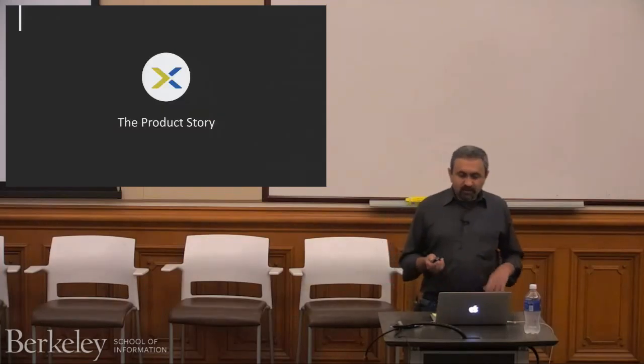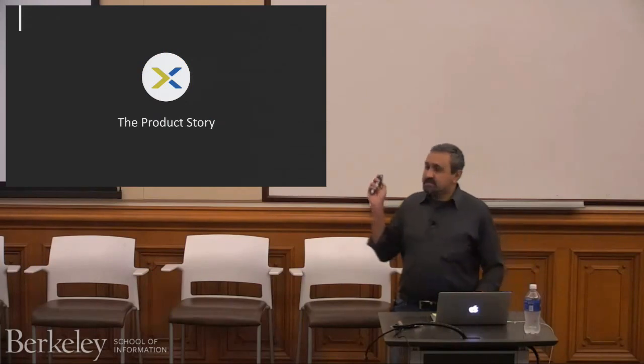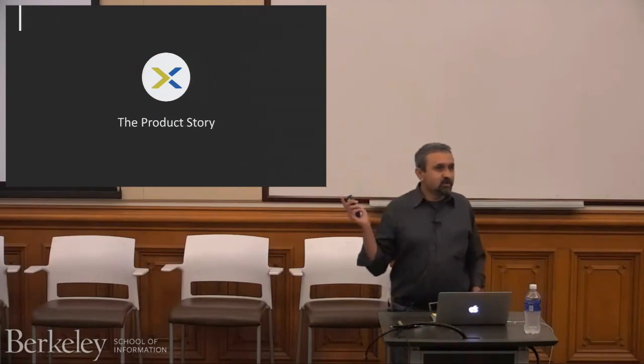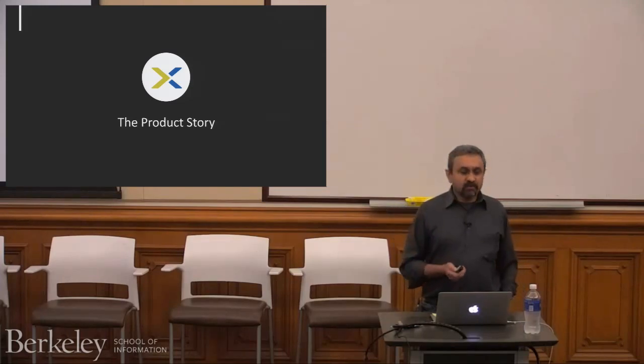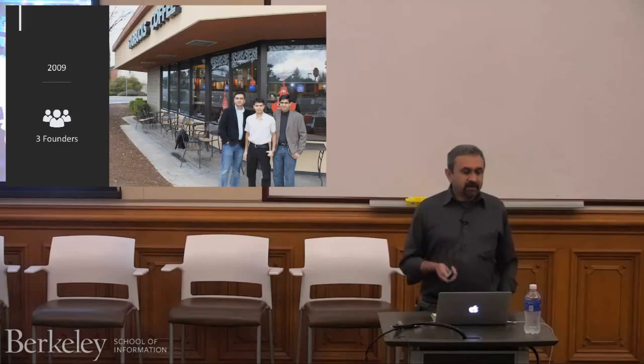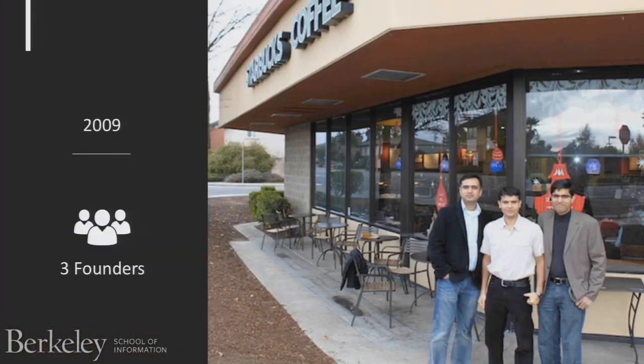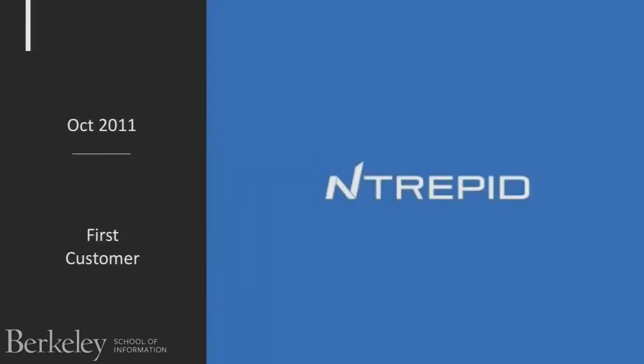So what is the product story, right? So this is the problem and the solution, and that's the story of the problem and the solution. So what is the story of the product? So we started in 2009. I wasn't there as part of the company at the time. Three founders started the company. In a couple of years, in 2011, we got our first customer.